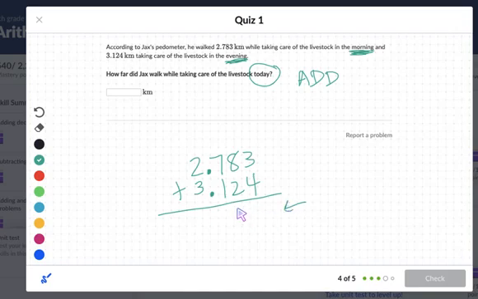We're going to add from right to left. 4 plus 3 is 7. 8 plus 2 is 10. 7 plus 2 is 9. Carry down that decimal point, and 3 plus 2 is 5. So 5.907 kilometers, or 5 and 907 thousandths of a kilometer.